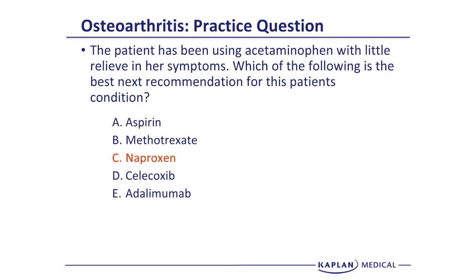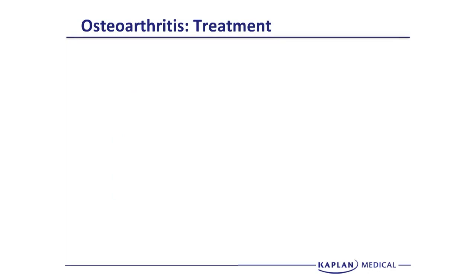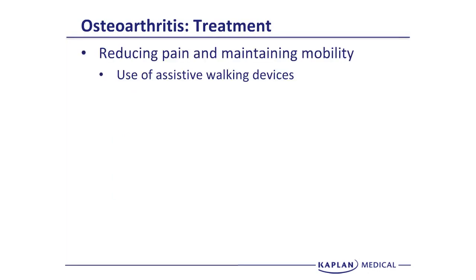So naproxen would be a good choice in this patient. And again, any other NSAID would be okay. Now, how do we treat osteoarthritis? Remember that there's no cure for osteoarthritis. Once the damage is done, the damage stays there. Now, you want to reduce the pain and maintain the mobility of the patient.